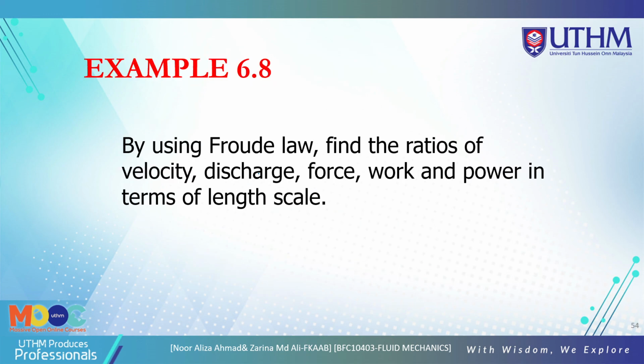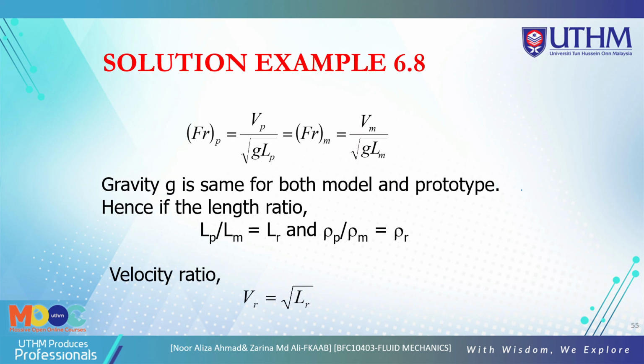Based on the Froude law, you find the ratio of velocity, discharge, force, work and power in terms of the length scale. Based on the Froude number formula, you just put the prototype equal to the Froude number of the model. So LP over LM is equal to LR, and TP for the prototype and TM for the model.